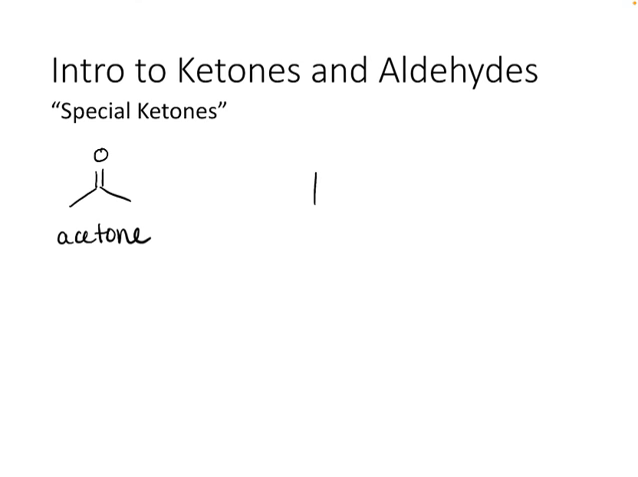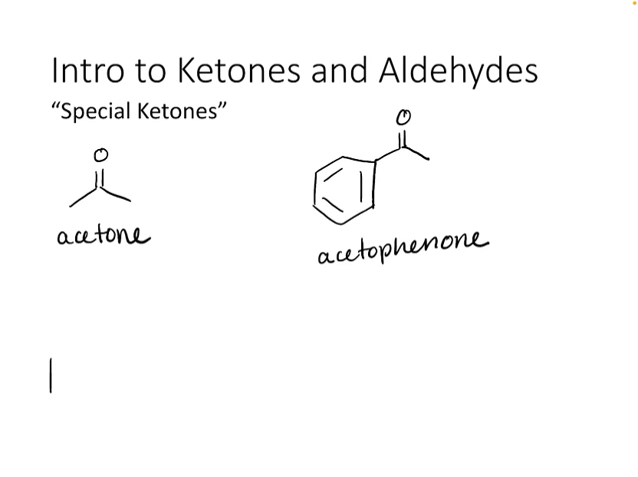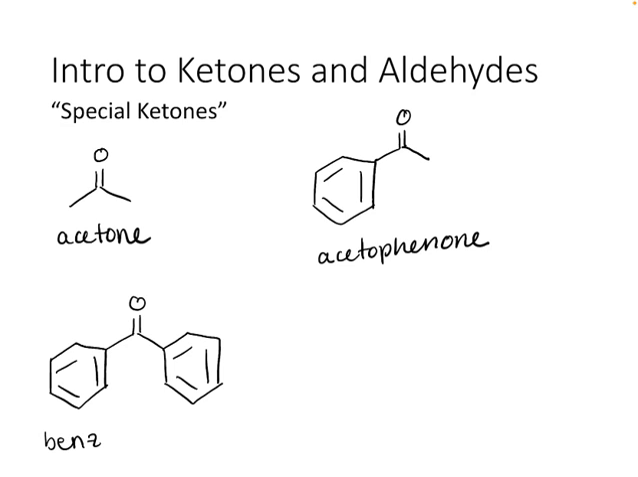We also have a benzene ring with a ketone attached here, and it has a methyl group on the other side. We call this acetophenone. And then our last special ketone has two benzene rings, one on either side of our ketone, and we call this benzophenone.